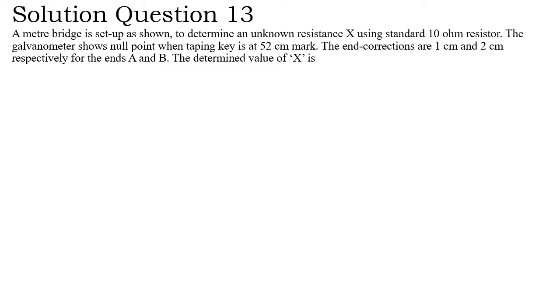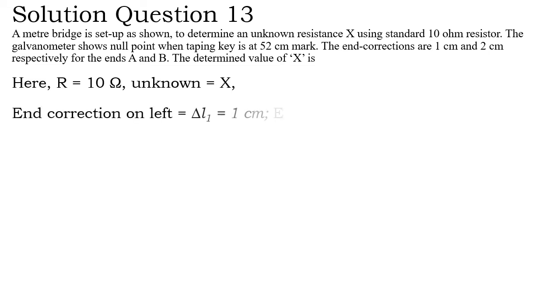Now, as you can see here, resistance R is given as 10 ohm, which is on the right side, and the unknown resistance X is on the left side. The end corrections are given: the end correction on the left, which I am taking as delta L1, is 1 centimeter, and the end correction on the right, at end B, is delta L2, which is 2 centimeter. Then, according to these two end corrections, my dear friends, the total length gets varied. So the balancing length gets varied.